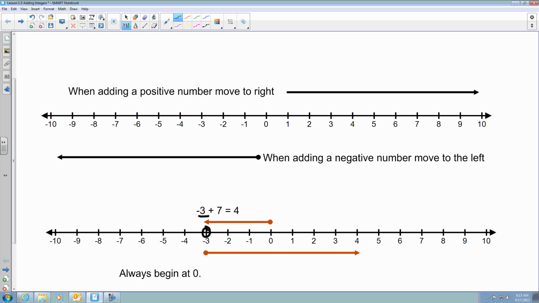If it's a positive number, you're going to go to the right. If it's a negative number, you're going to go to the left. So since 7 is positive, we're going to go 7 units to the right. So it's 1, 2, 3, 4, 5, 6, 7. And it ends up on 4. So negative 3 plus 7 equals a positive 4.